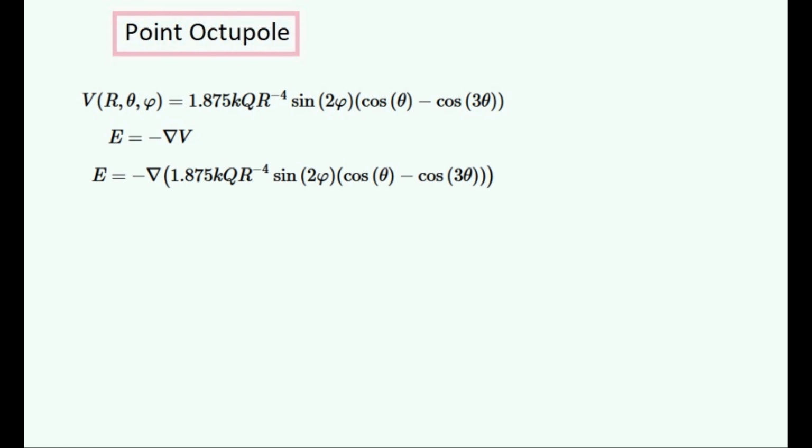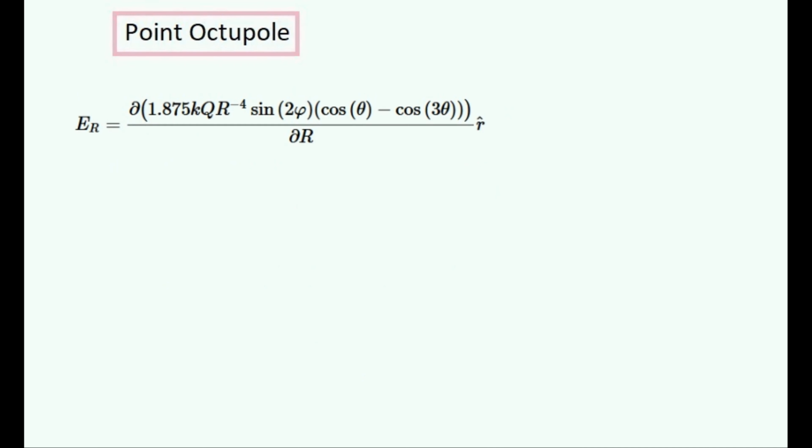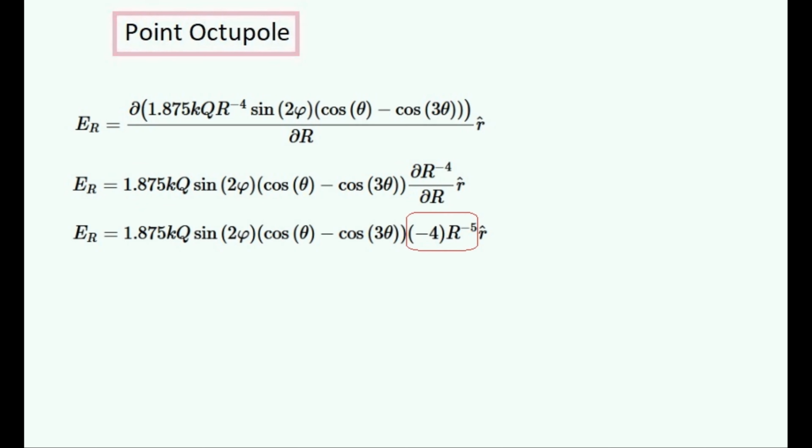Then we'll substitute this function in for V. We'll then expand the gradient out for spherical coordinates. We'll do each part separately. First, we'll get the value of E in the direction r, which is facing away from the point octupole. We'll factor out the functions of theta and phi, which are like constant terms for this partial derivative. Then we'll find the partial derivative of the remainder of this function, which is equal to this. So this is the r component of the electric field induced by the point octupole.